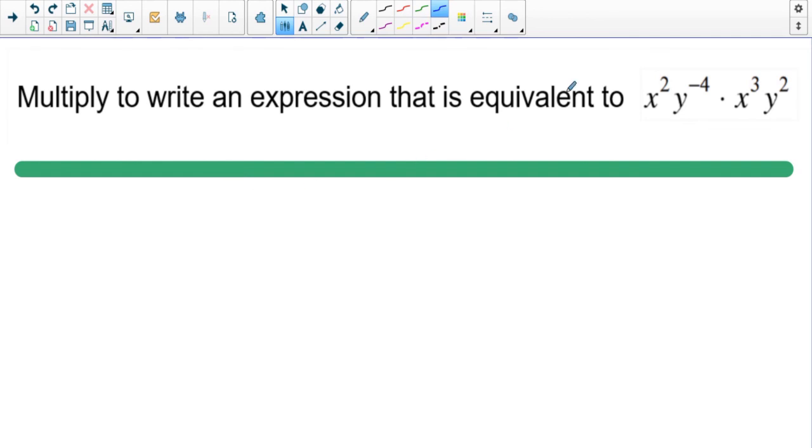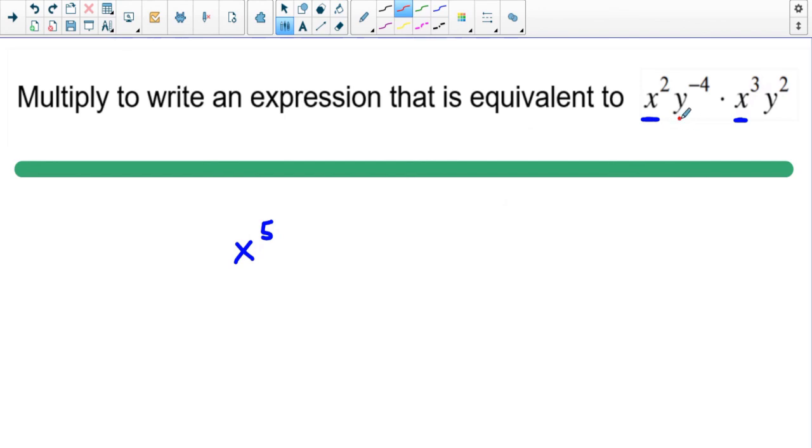All right, here's one that's a little bit simpler. So I'm going to, again, multiply to write an expression that's equivalent to this. And I'm going to start by looking at the x's, the like bases. So x to the 2 times x to the 3rd, I just add those together. I get x to the 5th.